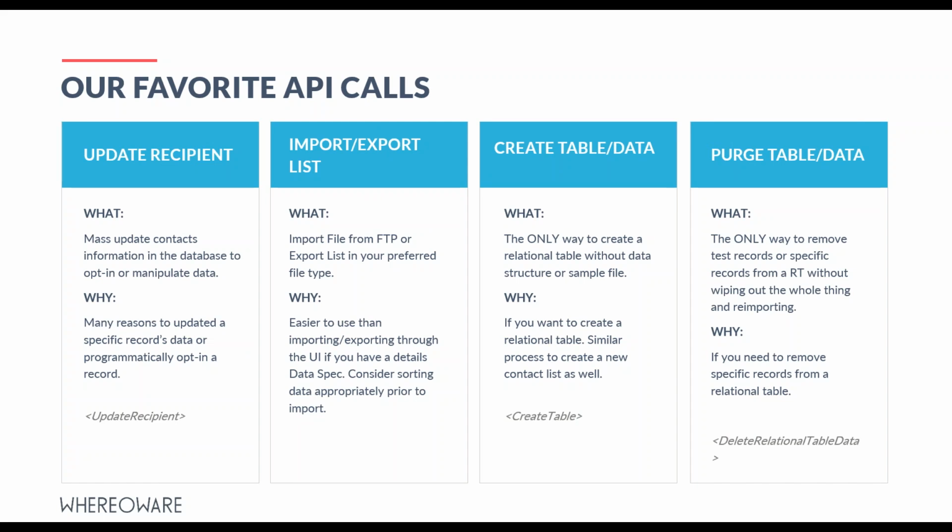A couple more calls that we like to utilize with the test harness here. You can use any one of these different calls. You can update a person's profile data using the update recipient call. You can import or export lists by utilizing the FTP. Or you can create databases or relational tables directly within the tool, and you can even update those tables using a similar call without having to manually do any of it. And lastly, you can delete data in different tables using the purge data call. All of these are very powerful calls that can allow you to quickly and easily perform tasks or build better reports.